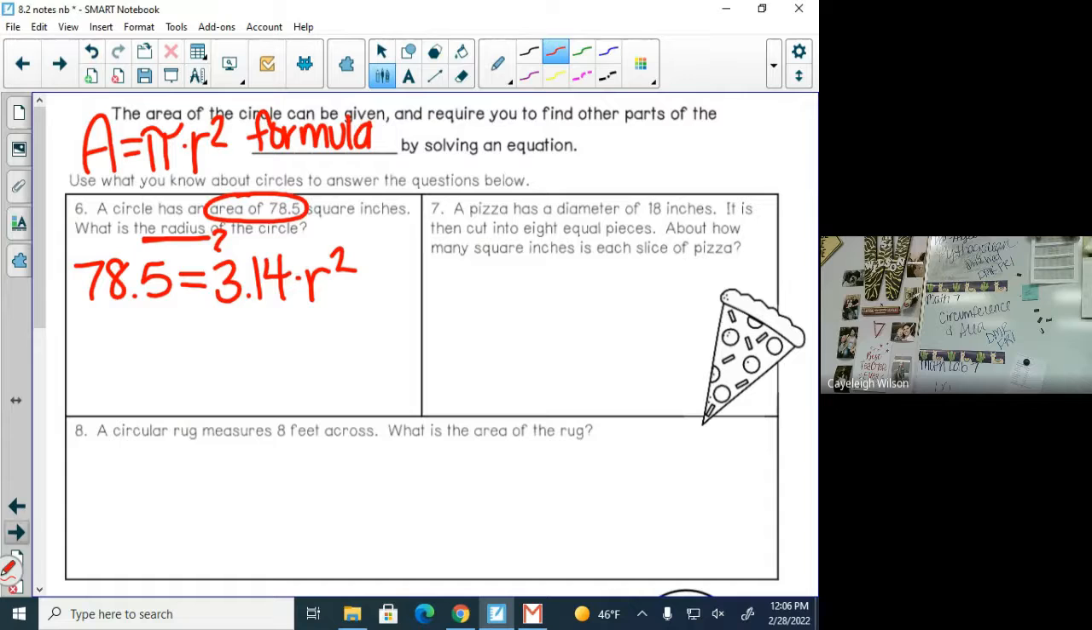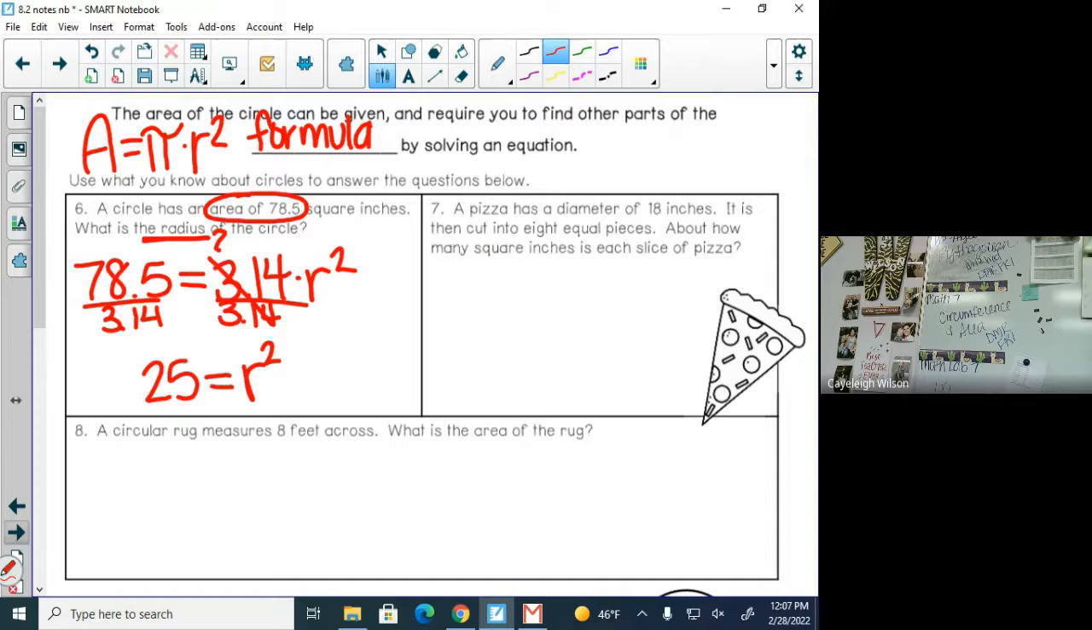Okay, so now I've got to get the R by itself. So I'm going to have to get rid of the times by 3.14. So just like when we were doing circumference, we're going to divide by 3.14. So that's going to give me R squared equals, and that is 25. Now that is not the answer.